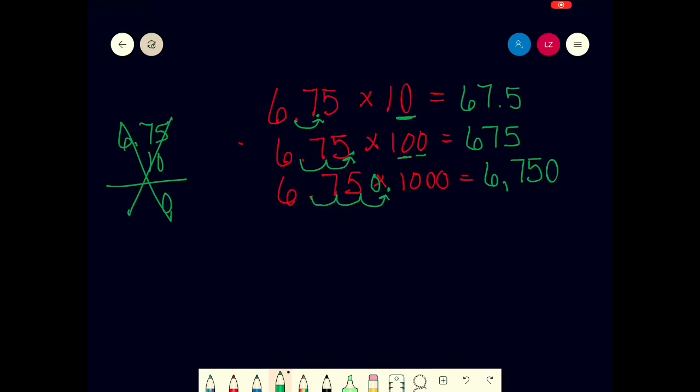Okay, that's just mental math to find the product when you multiply by a power of 10. Easy peasy, you got that. All right. Let's see, we've got another find the product. I'm going to do a similar problem here for you.